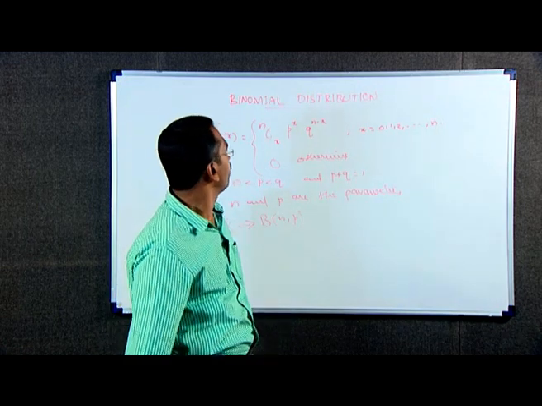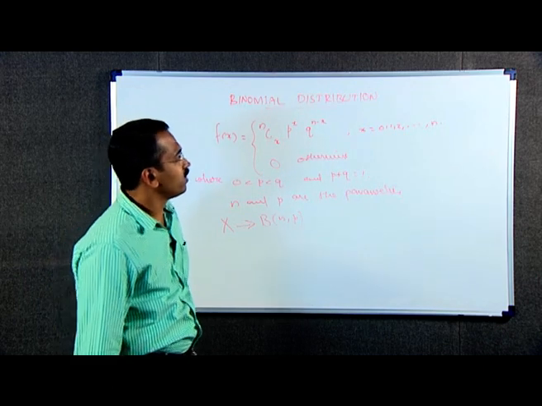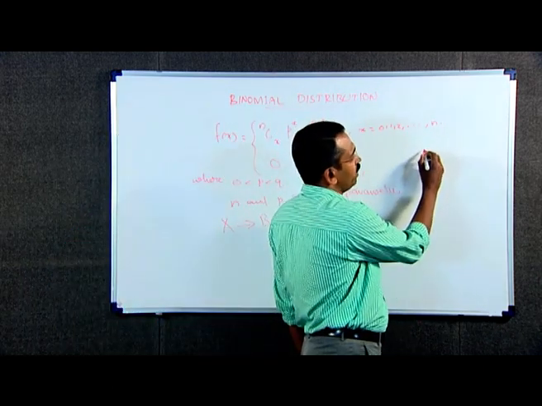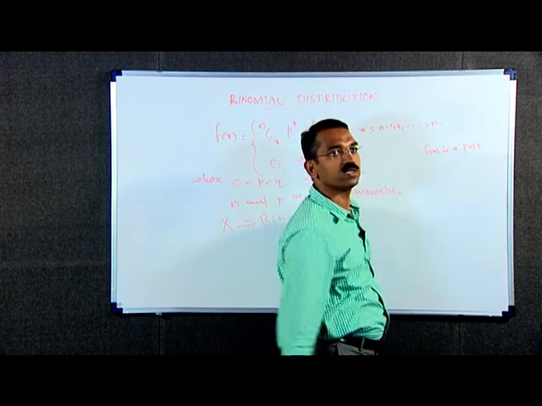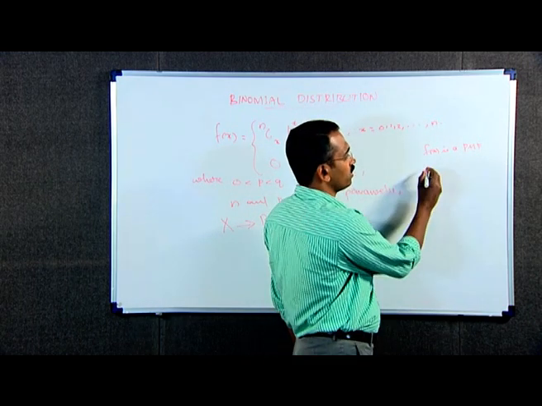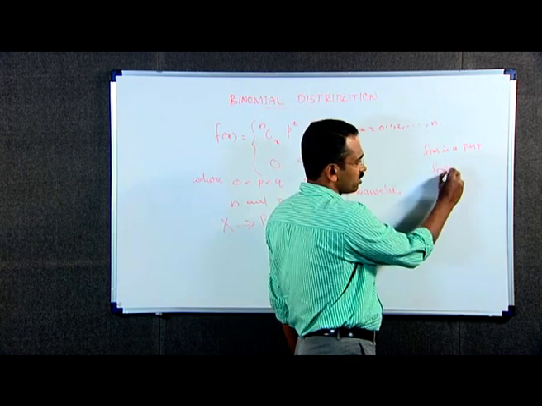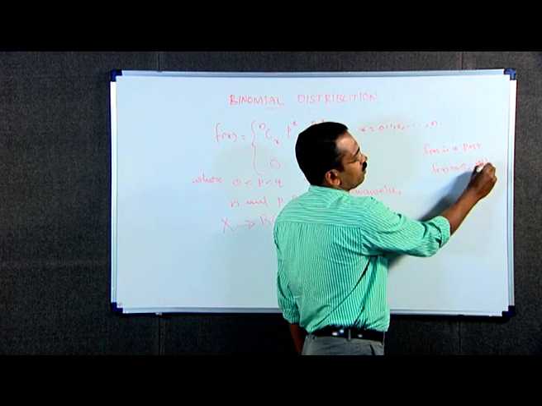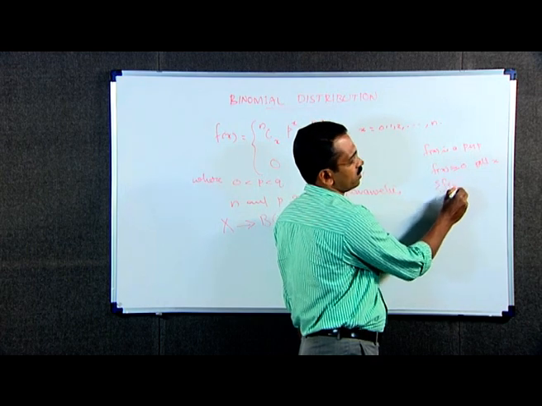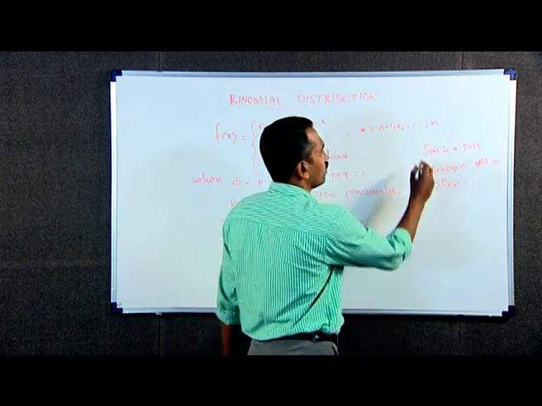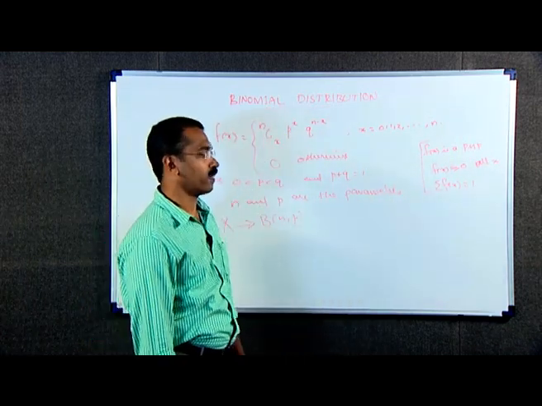We can verify that this can define a probability mass function, because we know that if f of x is a probability mass function of a discrete random variable x, then f of x should be greater than or equal to 0 for all values of x, and summation over all x f of x is equal to 1. This is the condition for a function f of x to be a probability mass function.